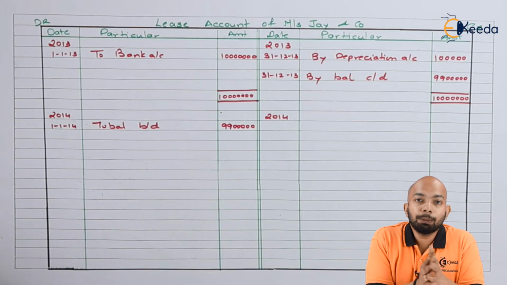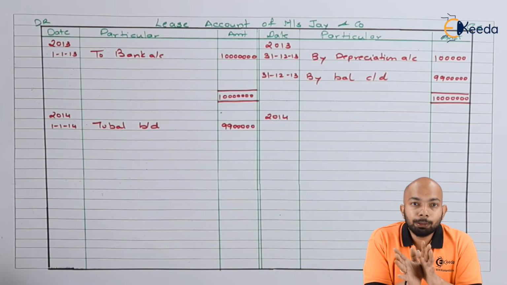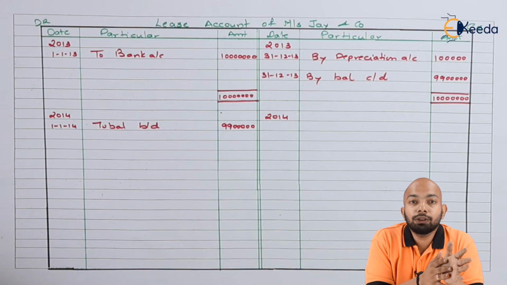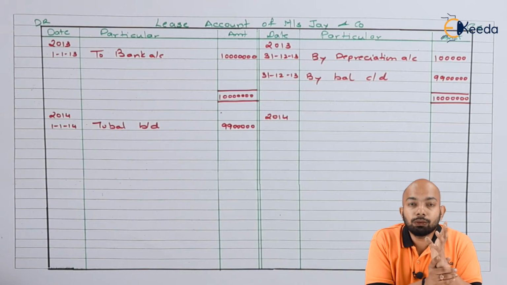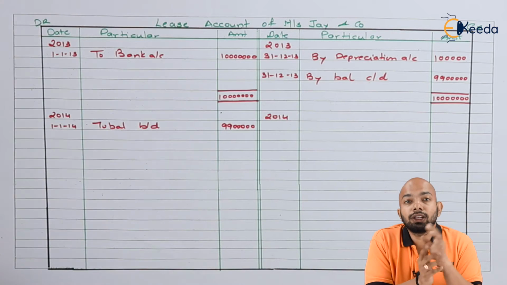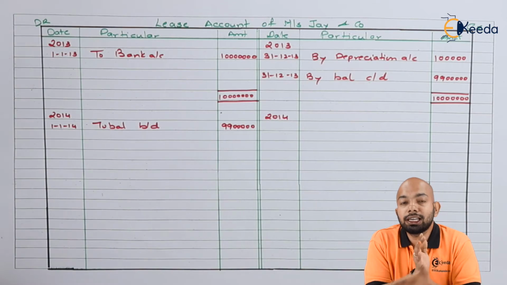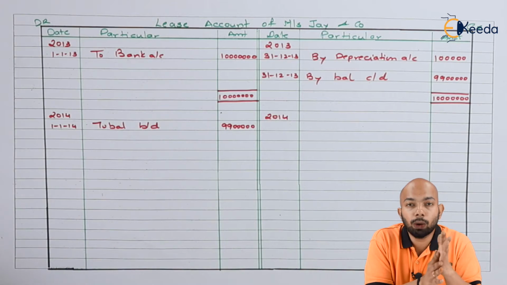So if we can see, we have done the preparation for the first year, that is 2013. The quarry account has been prepared. The debit side will have the total of the cost. That means the entry that we would have passed if this asset was purchased. That means asset account debit to bank account. So on the asset account debit side, it will be mentioned as to bank account 1 crore.